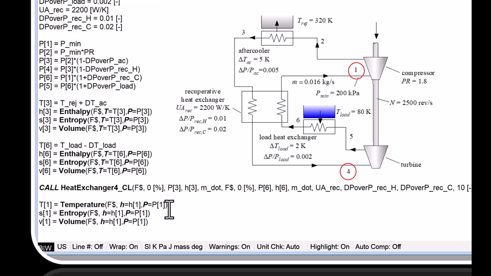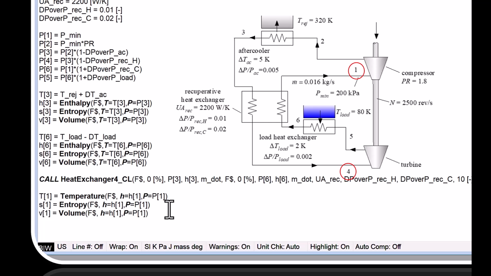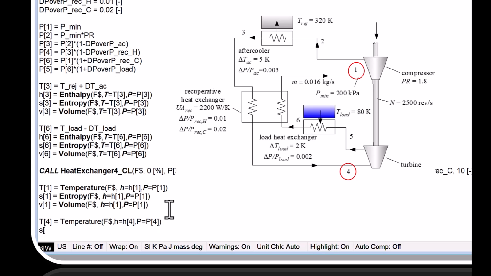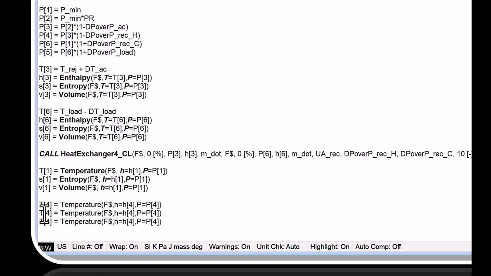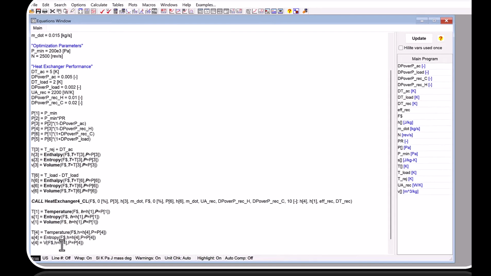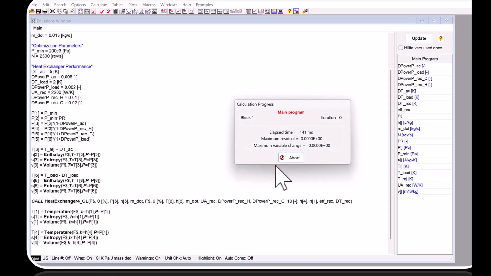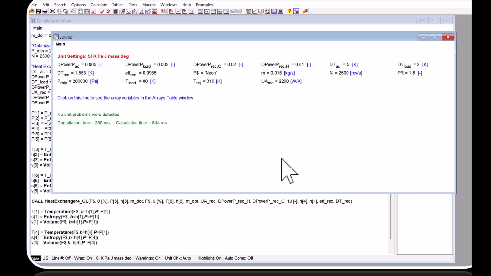Now we'll do the same thing at state 4. So I know the enthalpy and pressure at state 4. So T4 is equal to the temperature, F dollar, H equals H4, P equals P4. And then I have S4. Let's just copy this twice. So this is S4 and V4, entropy, volume, and make sure that also runs, and it seems to be okay.